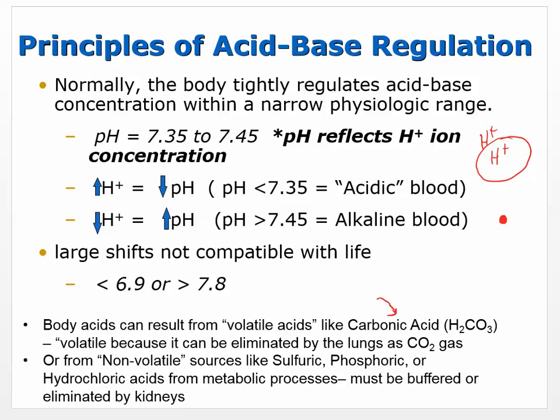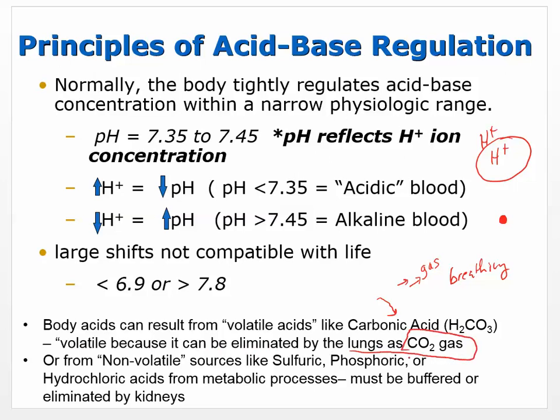So body acids can result from volatile acids like carbonic acid. And when we say volatile, that just means that it can move into a gas form. This should make you perk up a little bit and say, oh, gas form. Wait, is that important? Do I care about that? Yeah, because we're talking about breathing. So that's how pH is controlled by ventilation. It's volatile because it can be eliminated by the lungs, and it will be eliminated as CO2.